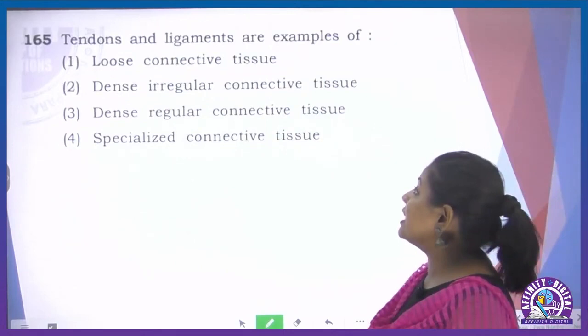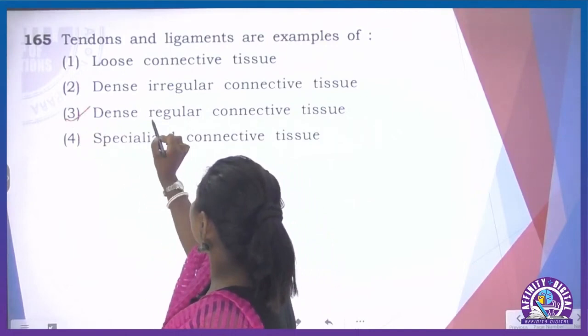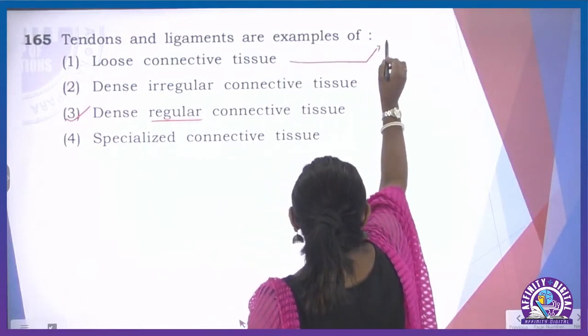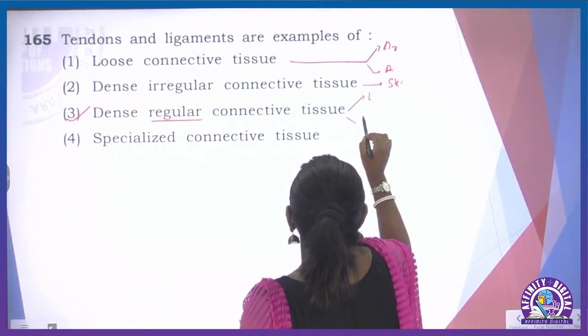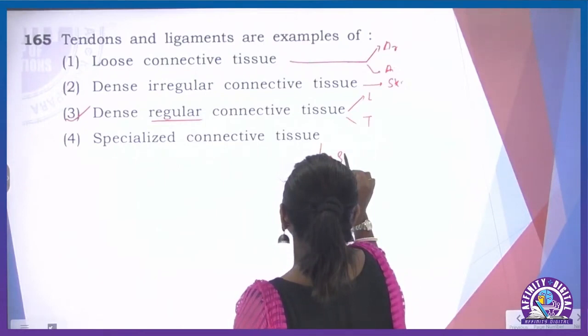Tendon and ligaments are the example of which? Tendon and ligament are examples of dense regular connective tissue. Loose connective tissue includes areolar and adipose. Irregular connective tissue is present in skin. Dense regular is in ligament and in tendon. Specialized connective tissue includes the skeletal system and the vascular system. So the answer will go with the third option.